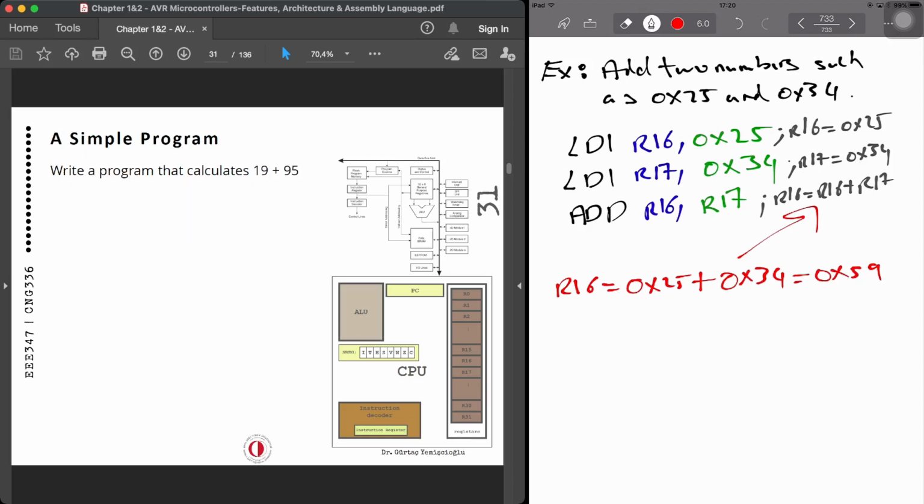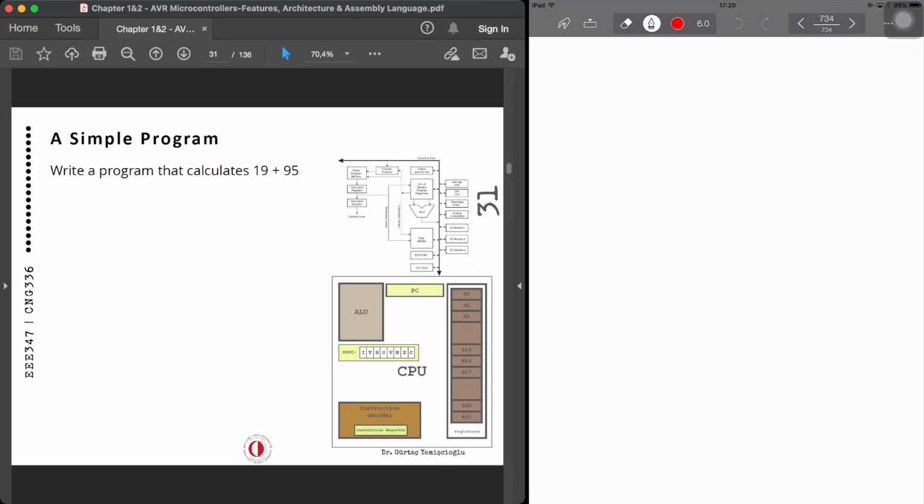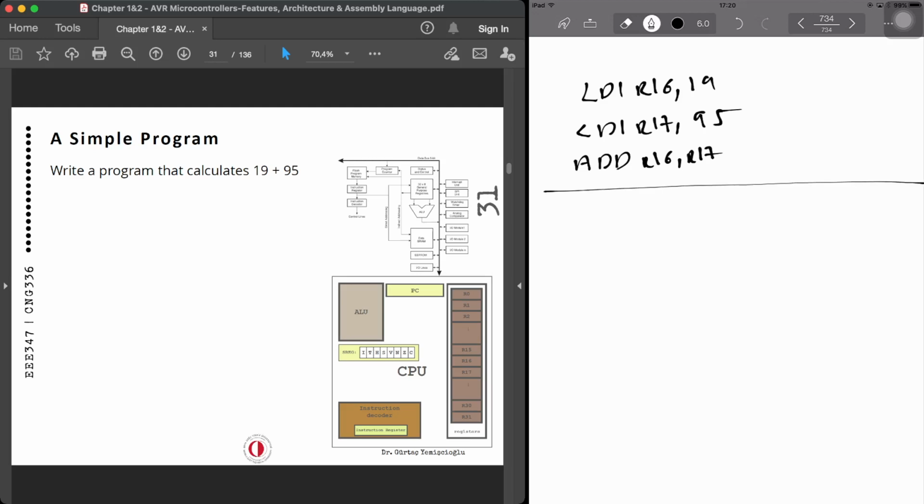Another example, write a program that calculates 19 plus 95. Now, we can say LDI R16, 19, LDI R17, 95, and then add R16, R17. Okay, so we can easily do that, and we will get the value of 19 plus 95. This is a decimal, be careful. It's not a hex. You can use different registers apart from R16, R17. You can use 20, 21, 22, whatever you want. And you can perform the operation.